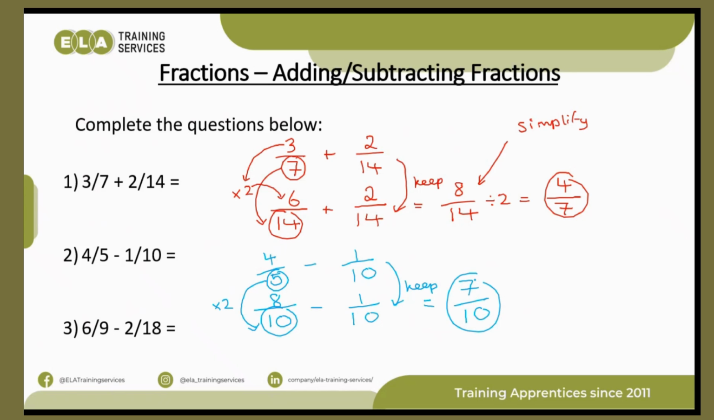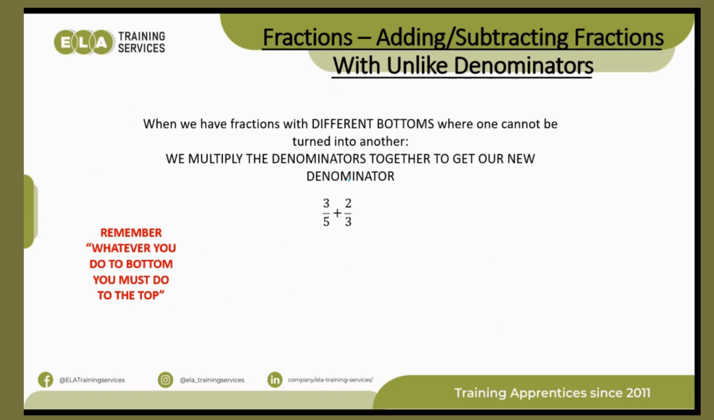That is how we add and subtract fractions when what we call the denominators are like, so one can be turned into the other. Now, as a real challenge for today, we are going to look at adding and subtracting with unlike denominators. So when we have fractions with different bottoms, where one cannot be turned into the other, we multiply the denominators together to get our new denominator. So for example, here we would do 5 times 3, which gives us a new denominator of 15.